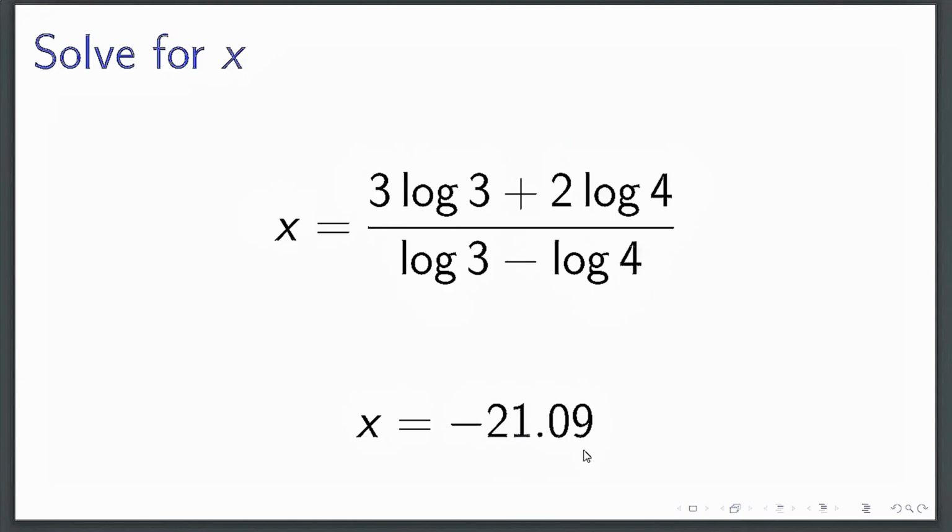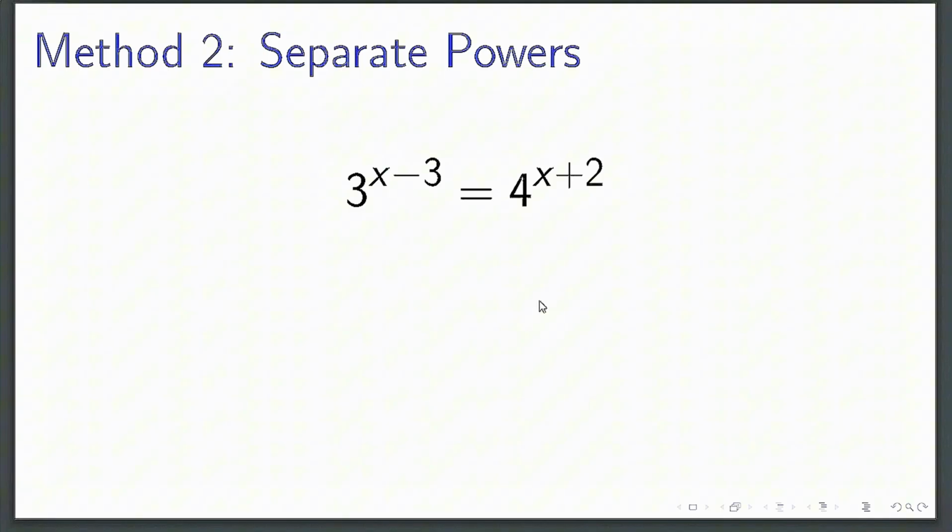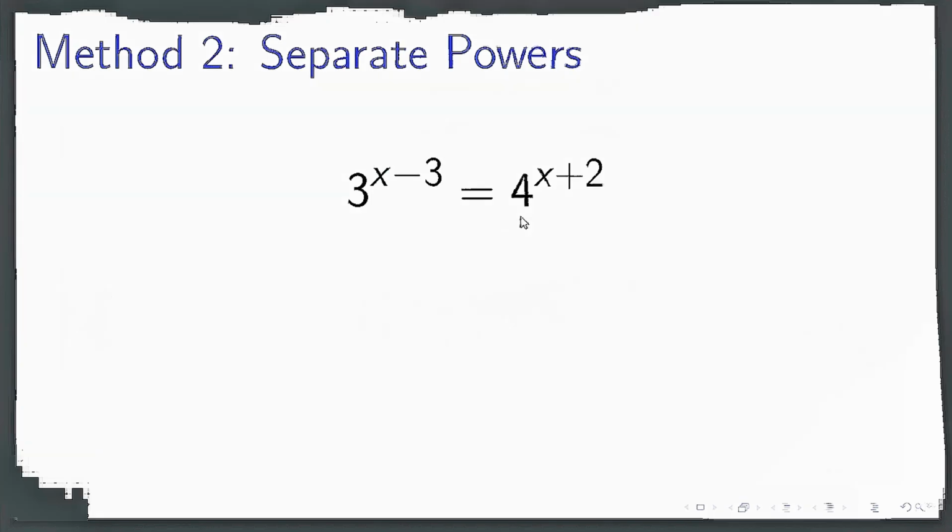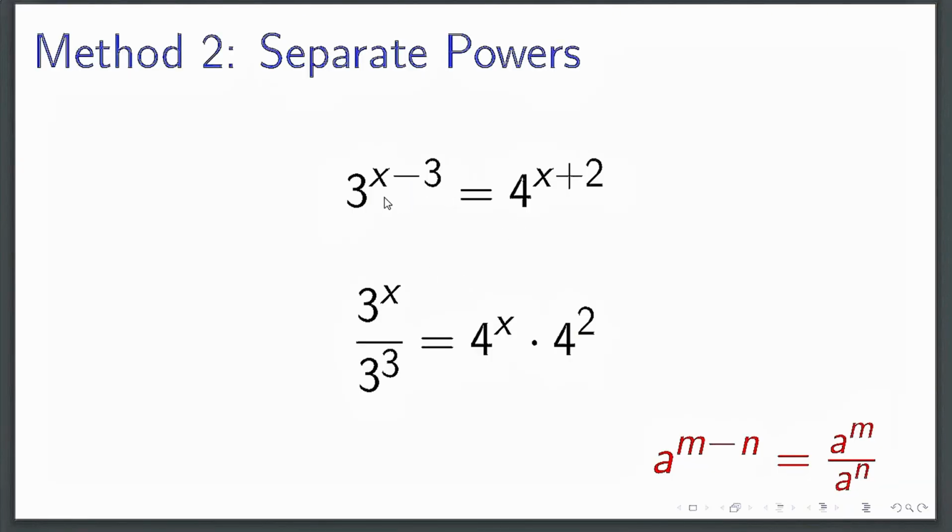Now I'm going to use another way to solve this problem. The next method is to separate the powers, and I'm going to do that. This is the equation that we have in the start. So I will separate the powers. If we know that this is 3 power x minus 3, I can write that in the form of division, because we know this indices law. So this will be 3 power x over 3 power 3 is equal to, here I will use the indices law as well, 4 power x multiplied by 4 power 2.